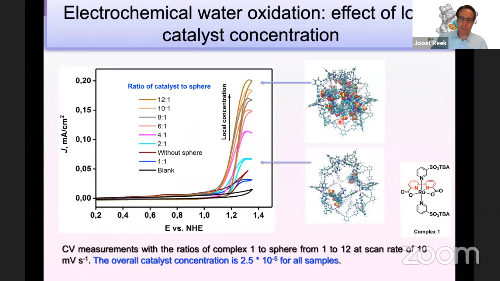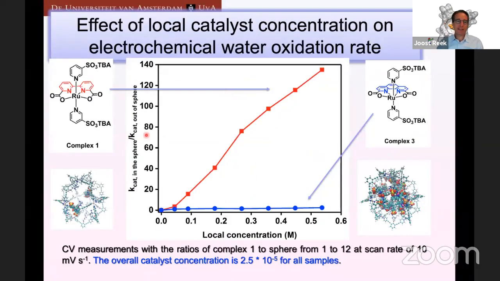So next we studied the effect of this local concentration on this ruthenium catalyst. And here you see the electrocatalytic current as function of the cage concentration. And in all these reactions, the overall catalyst concentration is low, like 10 to the minus 5. And by only changing the cage concentration, we can change the local concentration of ruthenium catalyst within the cage. And in the situation where the local concentration is highest, we have the highest currents in these experiments. So we can use this also to extract the relative rates.